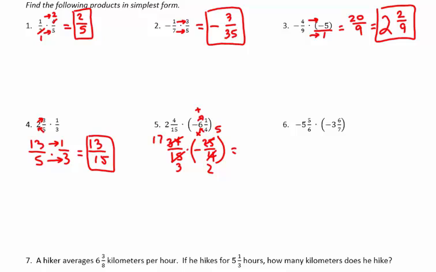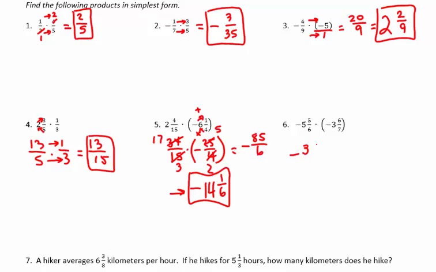The signs are different, so my answer is going to be negative. I multiply across. Oh, sorry, 85. I apologize. 85 over 6. And that goes in 14 times and 1/6 left over. So negative 14 and 1/6.